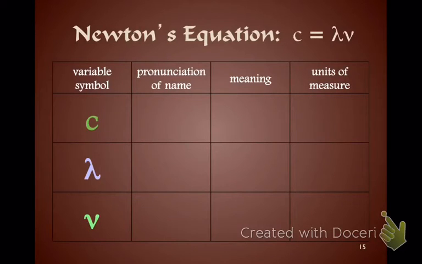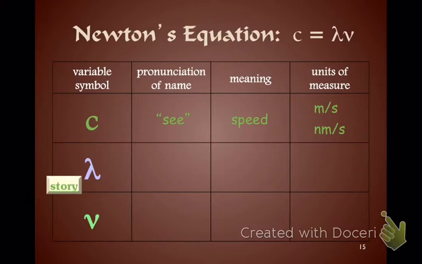Using Newton's equation to solve calculations dealing with the characteristics of light. There are three variables in this equation. The first variable is the letter c. It stands for speed, and speed can be measured in meters per second or nanometers per second. The second variable is a Greek letter.